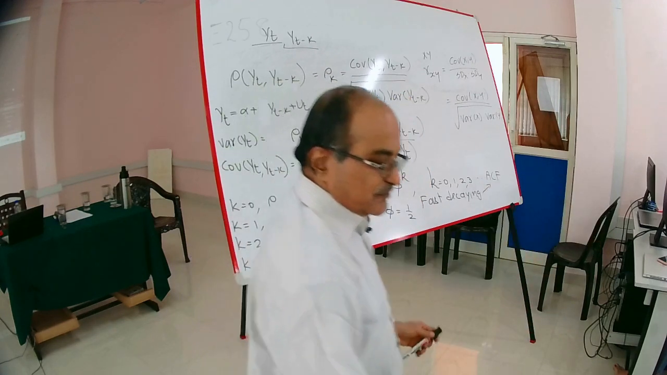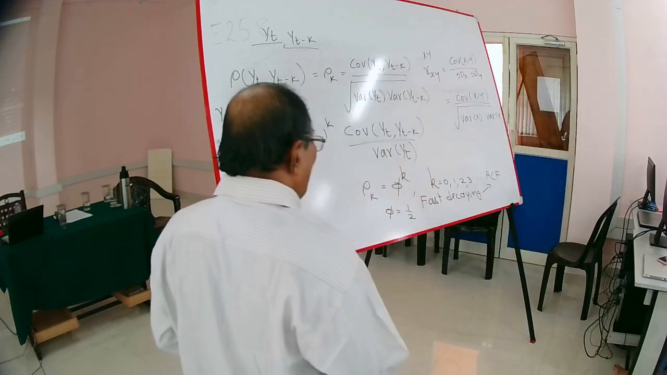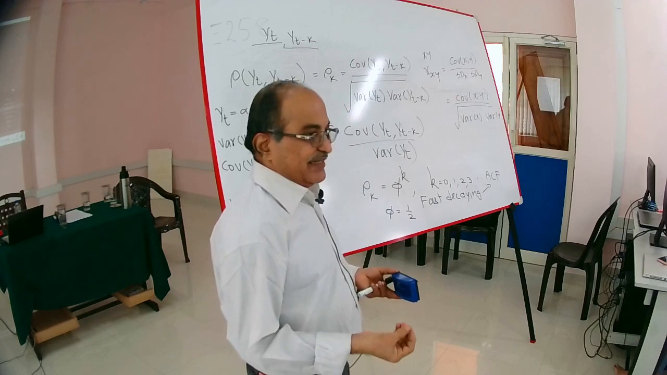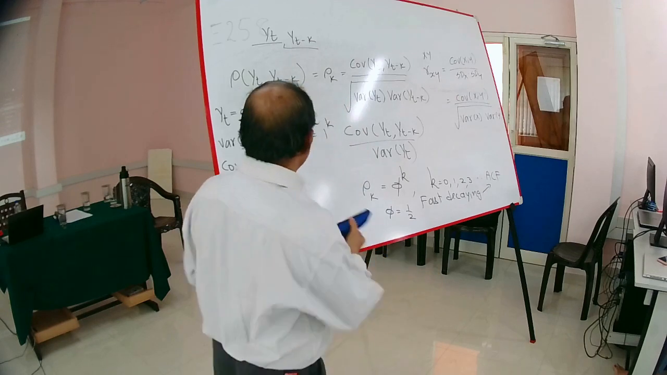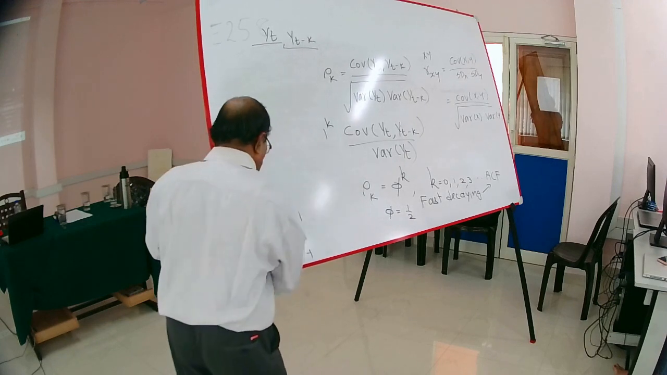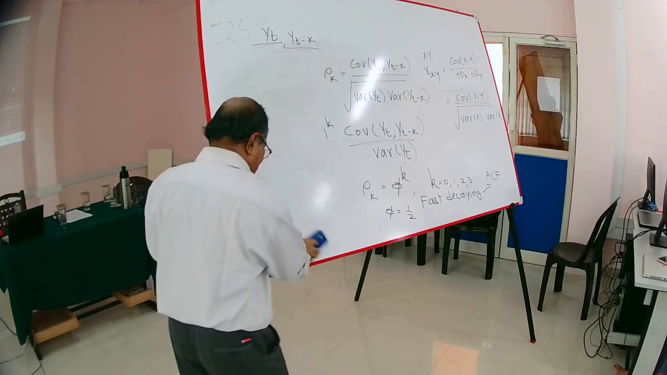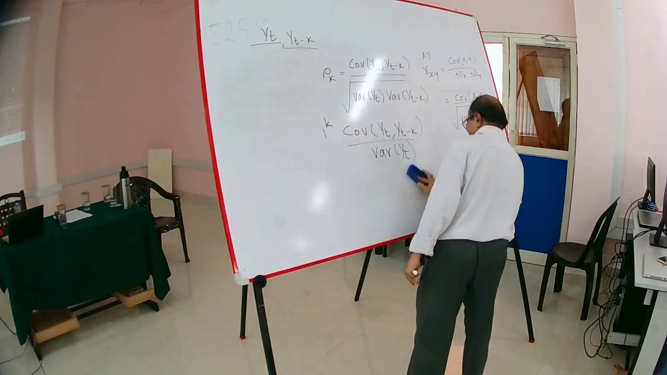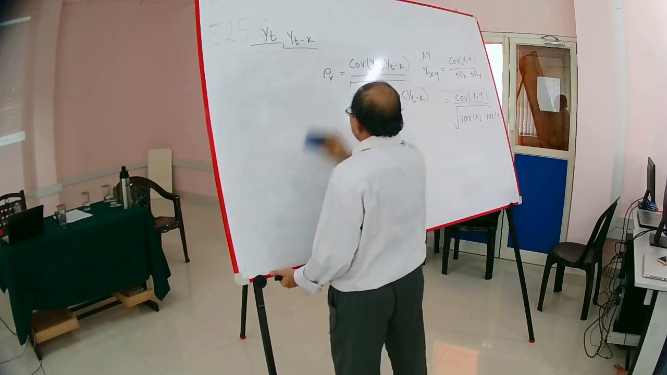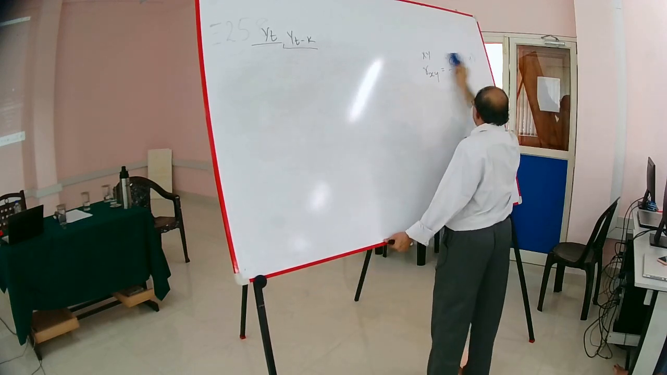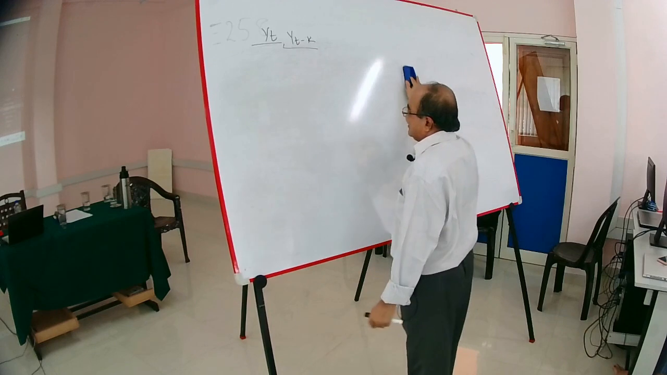Got it? Now, how can we say whether the decay is fast or slow? For that purpose, we need a statistical test. Any doubt? Come on.